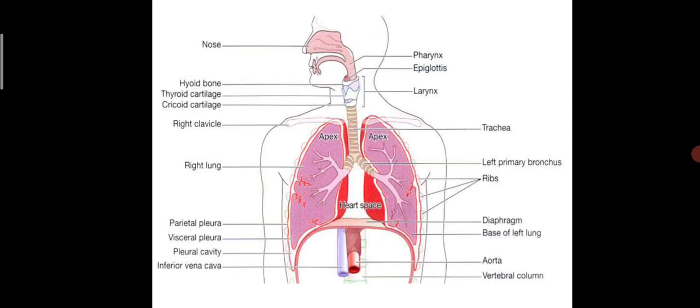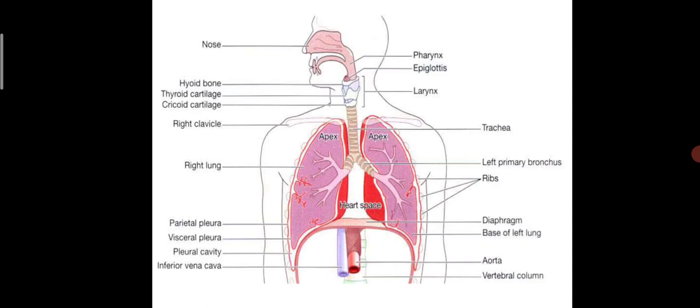These bronchioles are attached to alveoli by alveolar duct, and about 150 million alveoli are present in one lung, and these alveoli together are called alveolar sac. Okay, then these are the lungs.